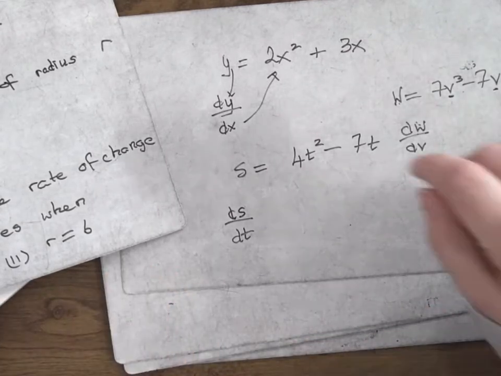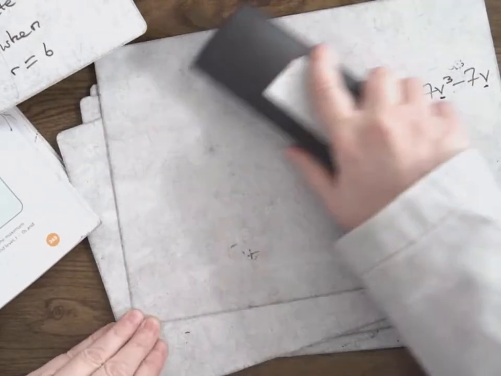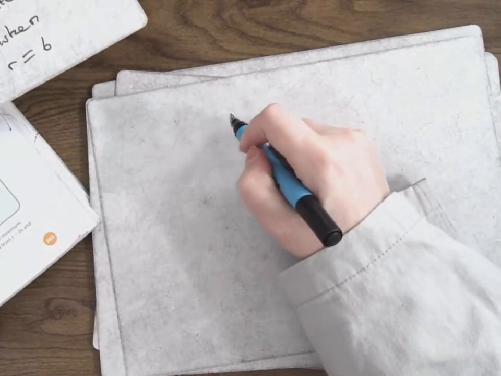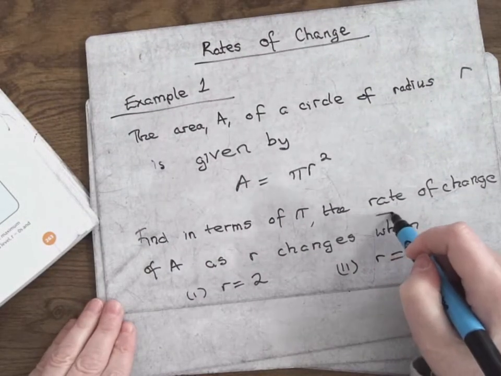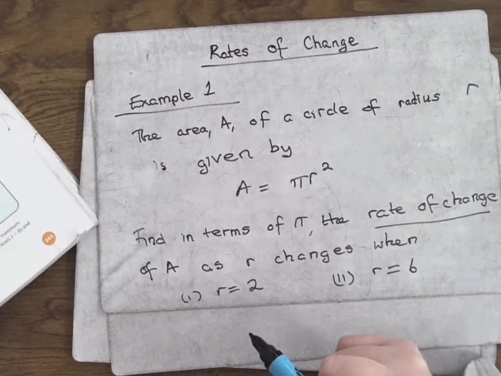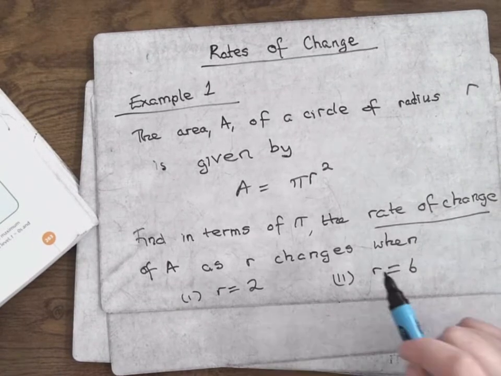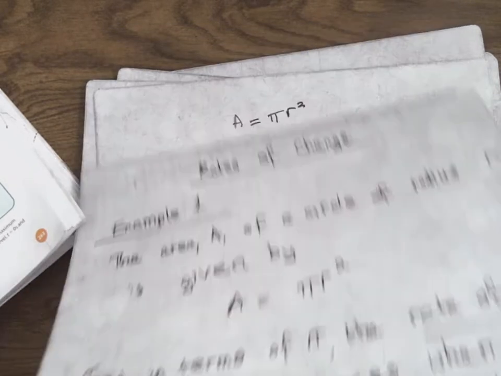Okay. Back to my question. They say area is equal to pi r squared. Then they said find the rate of change. Now, the rate of change is another way of saying find the slope. Rate of change is another way of saying what is this whole chapter about? Differentiate. So if they say find the rate of change, girls, what does rate of change mean? Differentiate. So I'm going to differentiate.